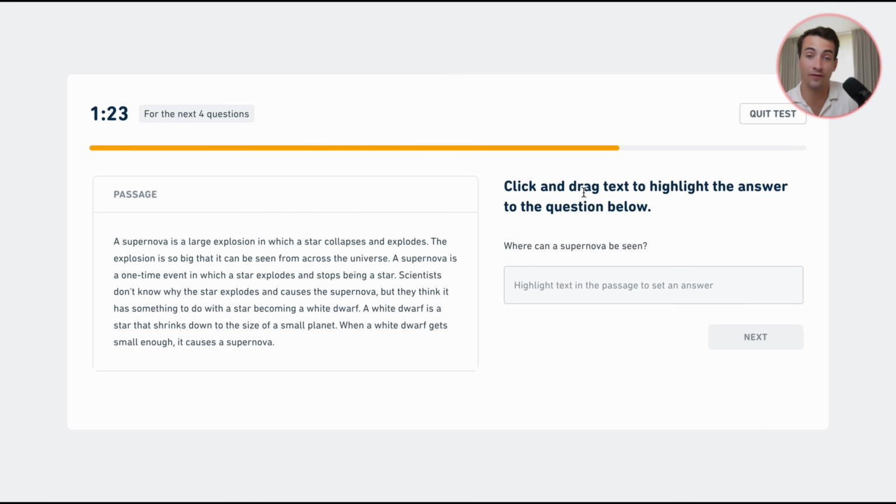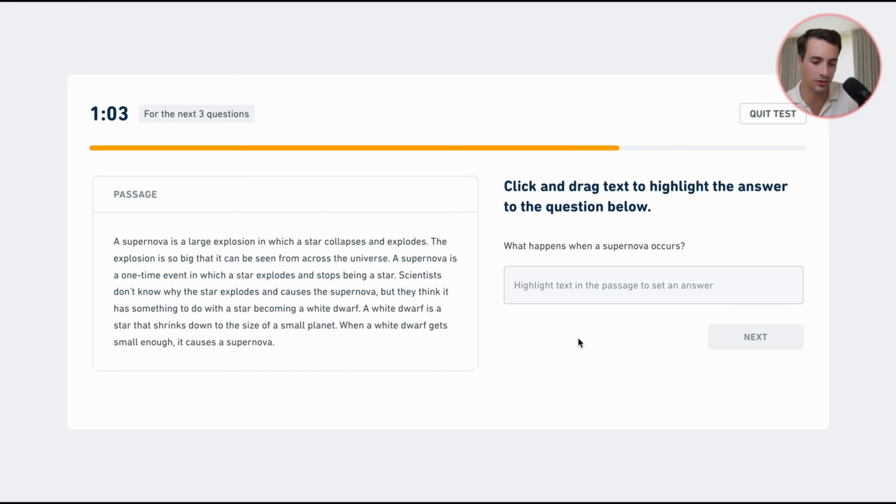All right, I'm going to move a little faster to make sure we can get through the rest of these questions. So where can a supernova be seen? I need to highlight the answer. And the answer is here. It can be seen from across the universe.